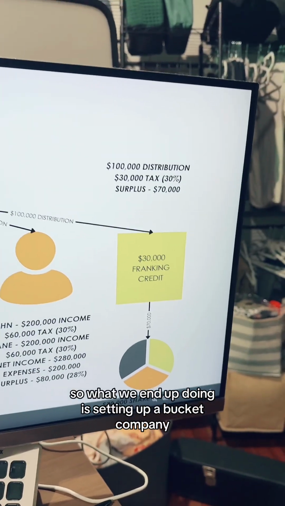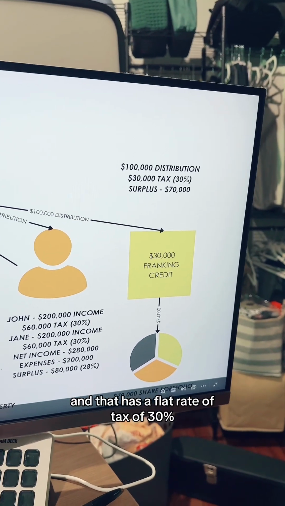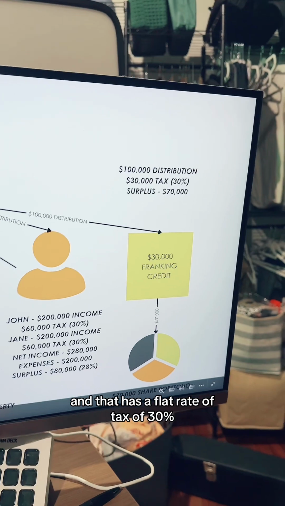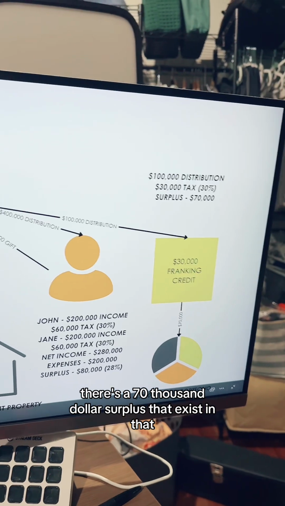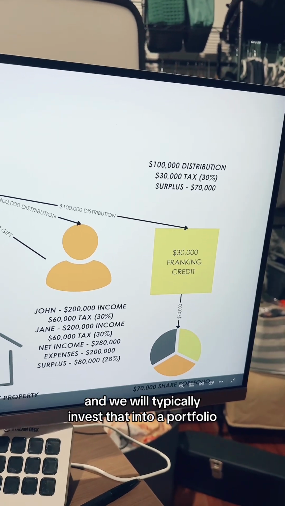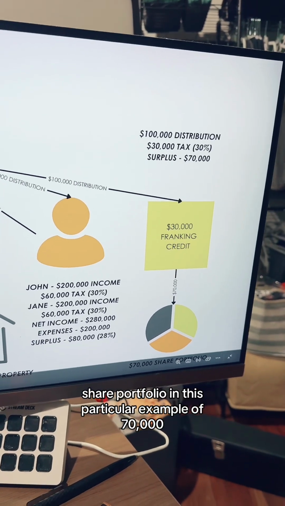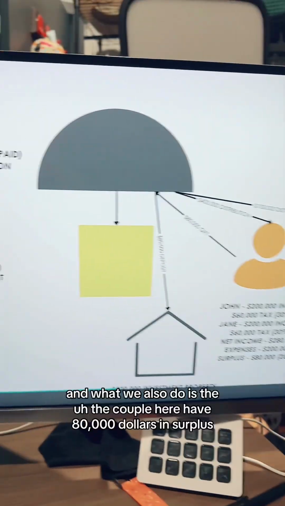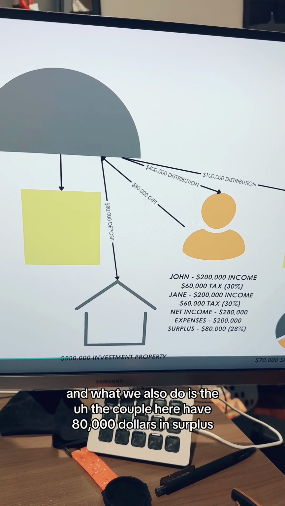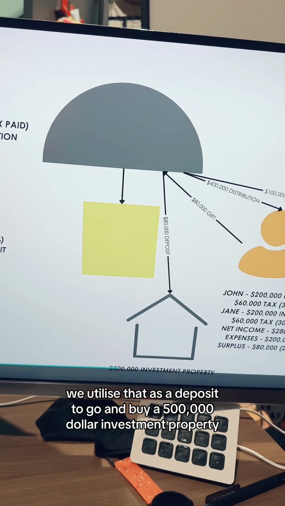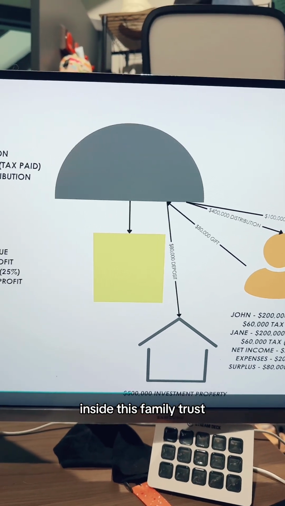So what we end up doing is setting up a bucket company. We distribute the remaining $100,000 in there, and that has a flat rate of tax of 30%, which basically means that after that tax has all been paid, there's a $70,000 surplus that exists in that, and we will typically invest that into a portfolio, a share portfolio in this particular example of $70,000. And what we also do is the couple here have $80,000 in surplus, so we utilize that as a deposit to go and buy a $500,000 investment property inside this family trust.